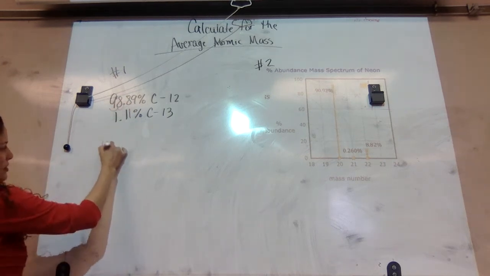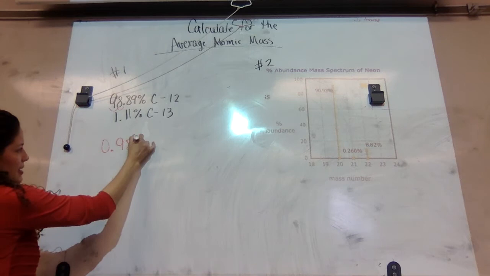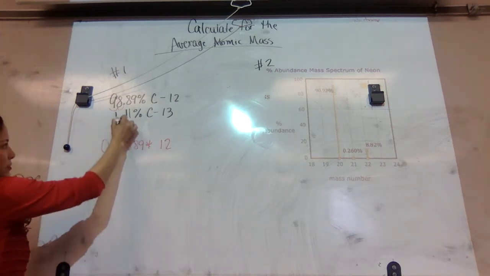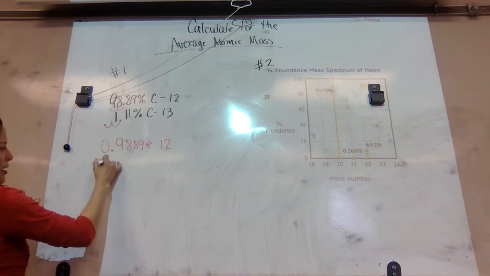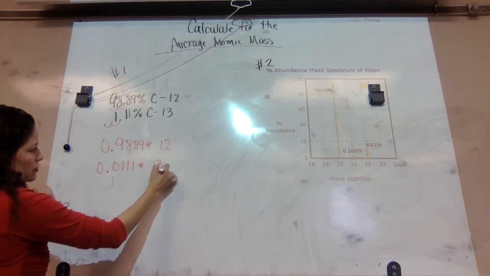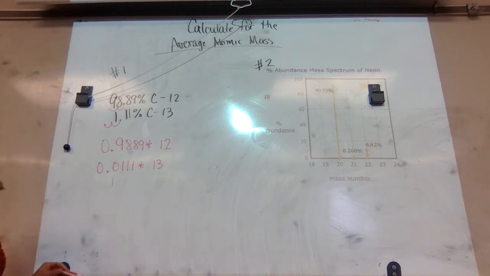So I have 0.9889 times the mass of 12, and then move it over 2 times as well. So I have 0.0111 times 13. You're going to go ahead and put that into your calculator.